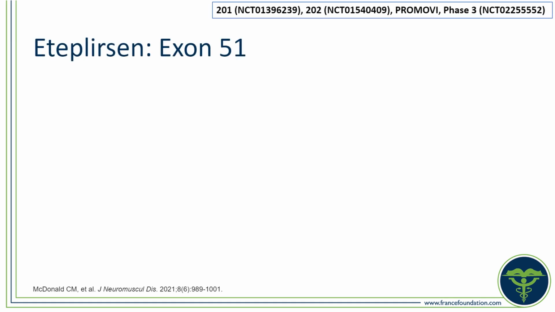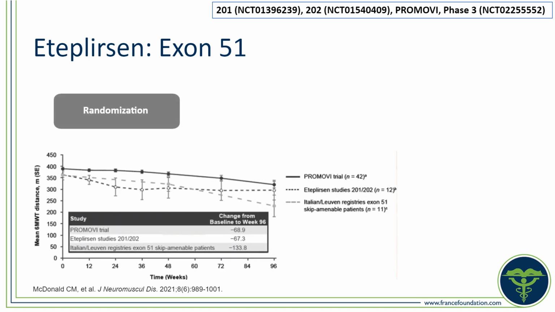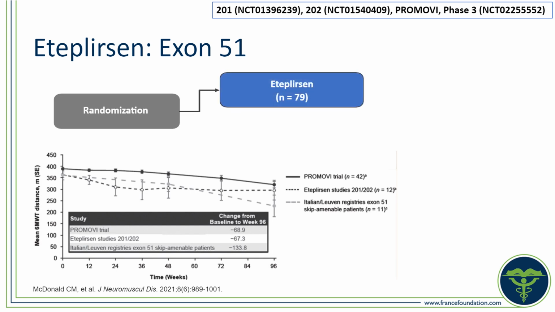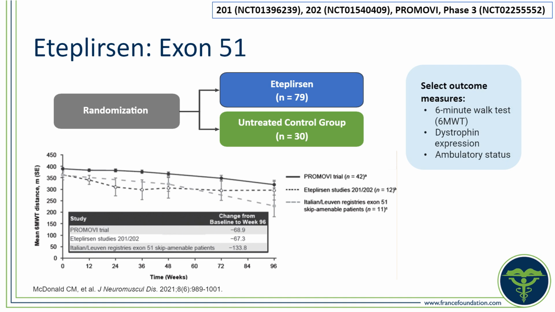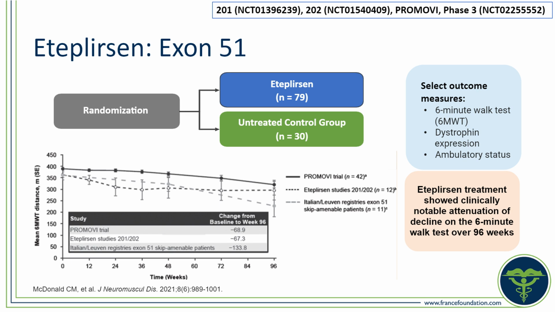We'll just briefly review each of the approved therapies here, the first of which was eteplirsen, which again is an exon 51 skipping agent. Depicted here is a phase 3 trial comparing boys treated with eteplirsen to an untreated control group of patients with non-exon 51 amenable mutations. And then also in the graph below, you'll see that it was compared to an external control of 2 natural history studies. What we see here is that with eteplirsen treatment, the decline was clinically notably attenuated on the 6-minute walk test over 96 weeks of therapy.